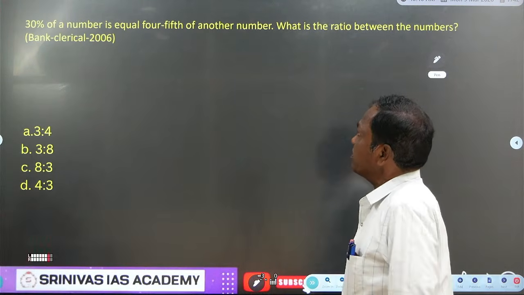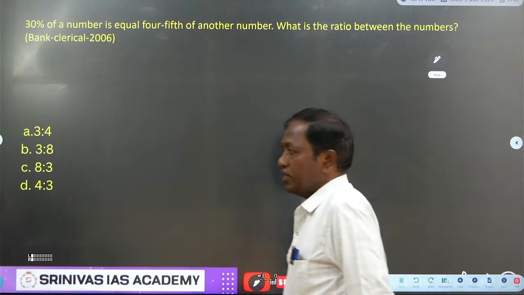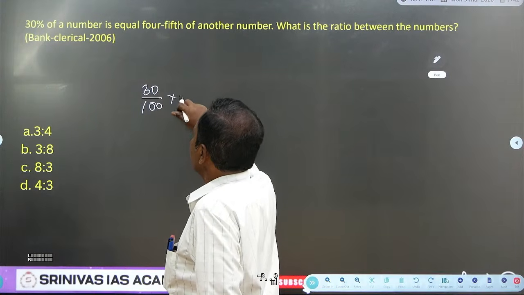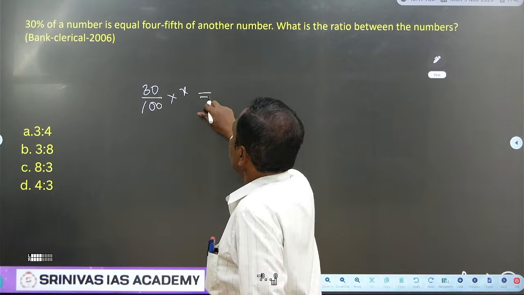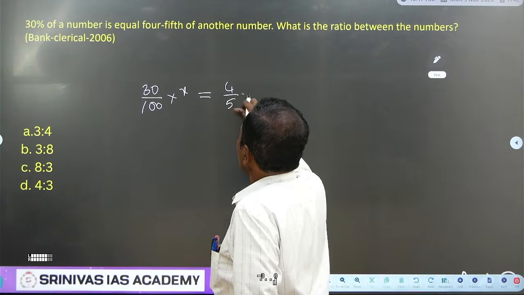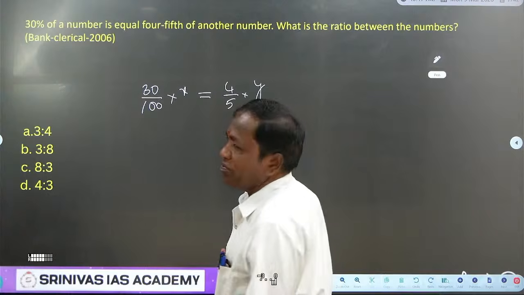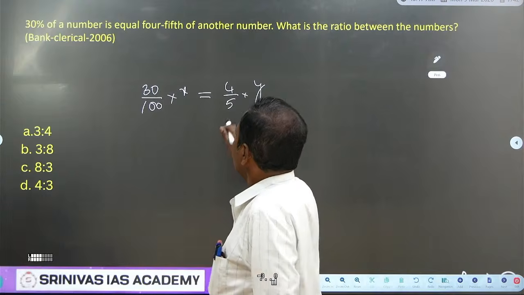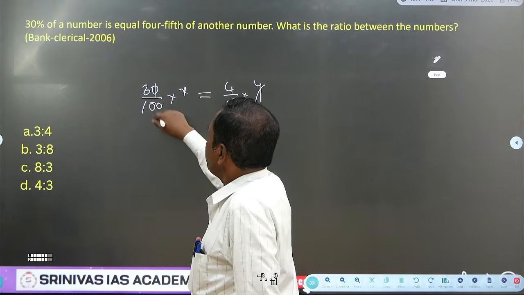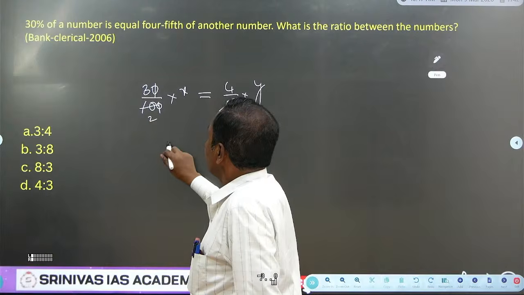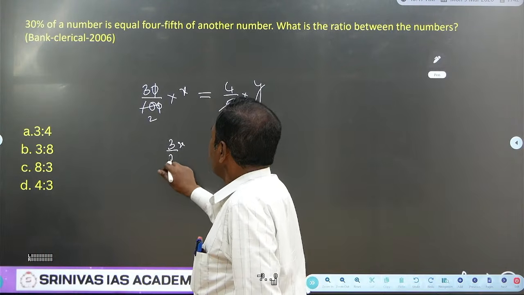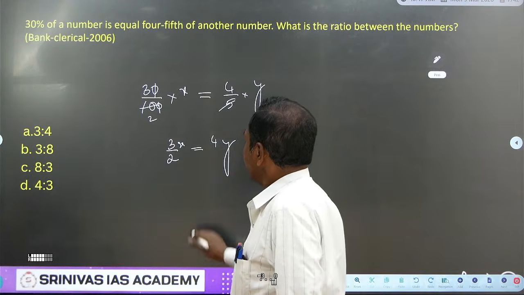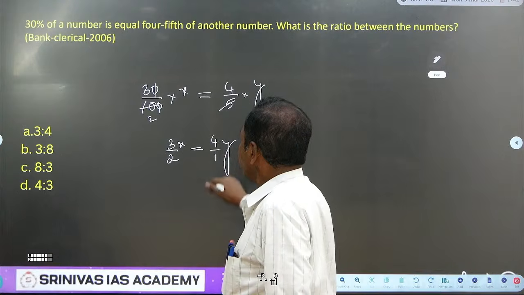Now, 30% of a number is equal to 4/5 of another number. 30% of a number x is equal to 4/5 of another number y. What is the ratio between the numbers? Again, that's all. Again the same shifting only, right? So this 0 and 0 get cancelled, 5 ones are 5, 5 twos are 10. 3x by 2 equals 4y, right? So now what will happen here? Or you can treat this as 4 by 1.